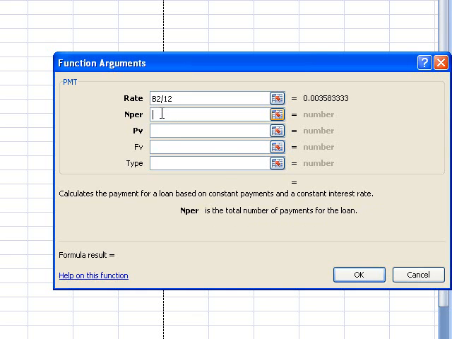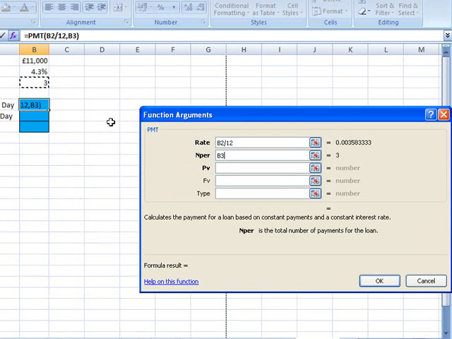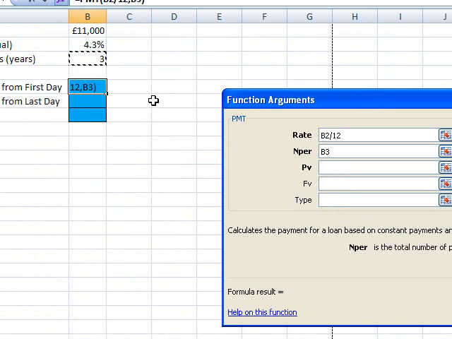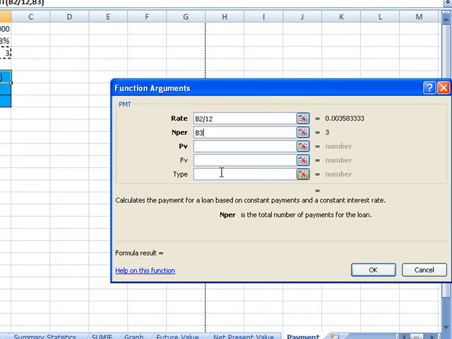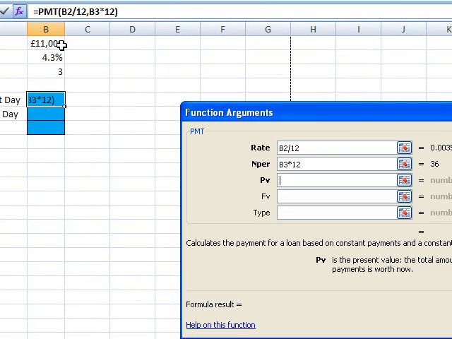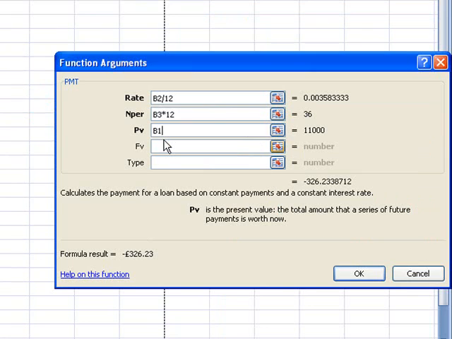Next, in PER, click here. The total number of payments for the loan is here, and that's years. To calculate months, we have to multiply by 12. Next is the cost of the car. This is the present value. The value of the car is £11,000. So click there. But this is something you now own. So it's a negative number because it's not a debt. The rest are all debts.